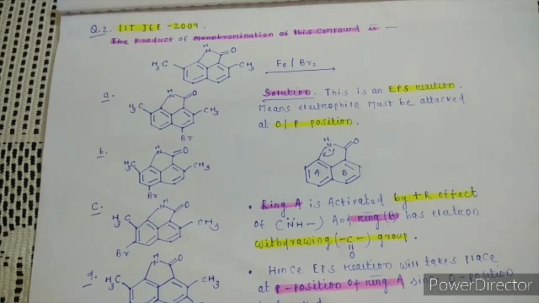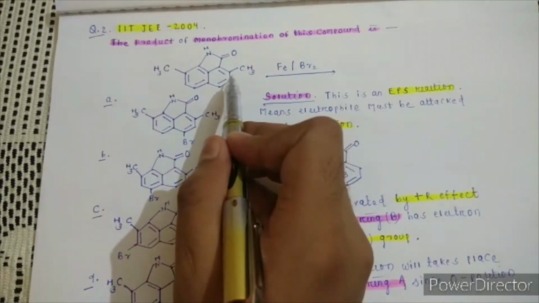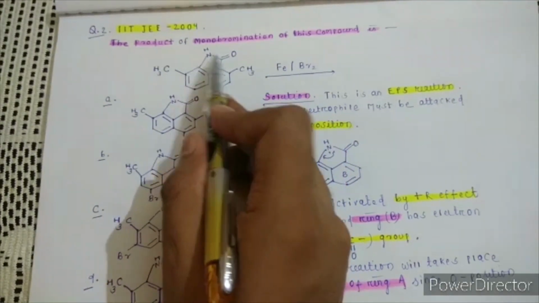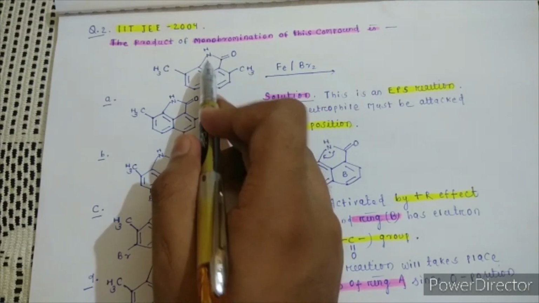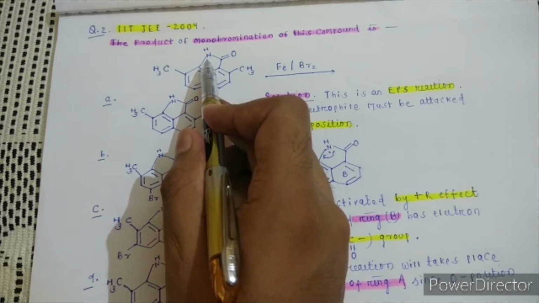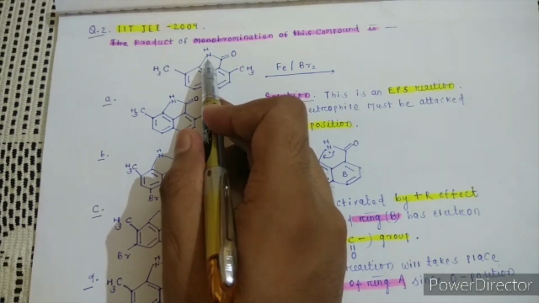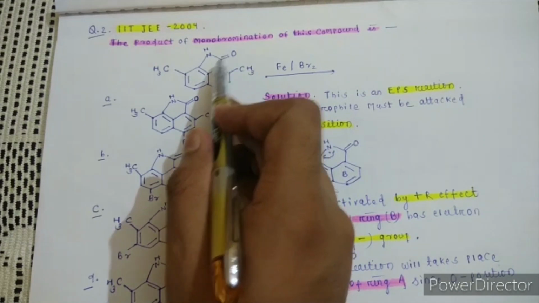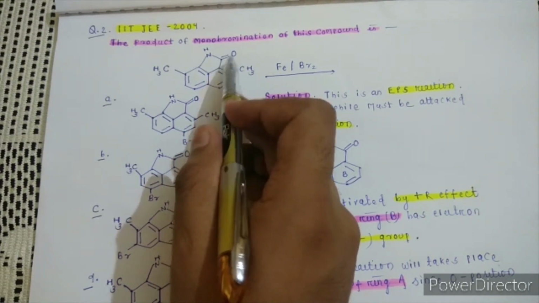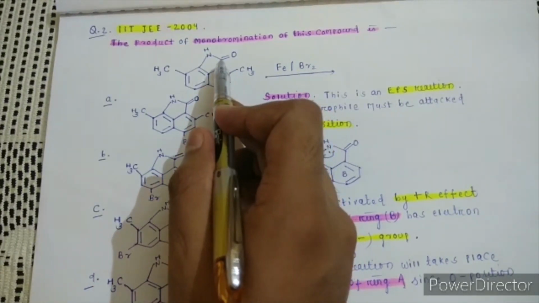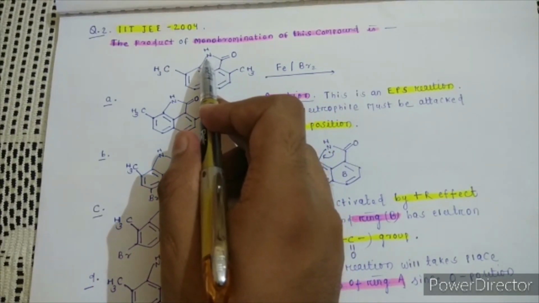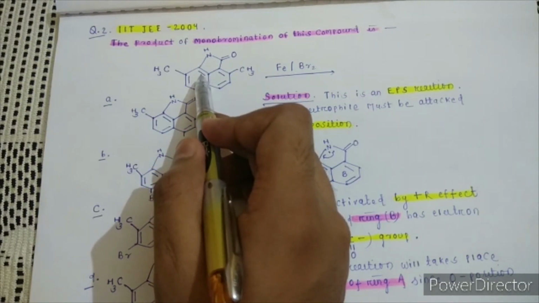So how can you say where the bromine atom will be attached? For that you have to look at the compound. This compound has two benzene rings. This is one benzene ring and this is the second benzene ring. And here it is a 5-membered ring, a cyclic amide. This is a nitrogen, and nitrogen is carrying a lone pair of electrons. An adjacent carbonyl group is present. With respect to this ring, the carbonyl group is electron withdrawing, but the nitrogen lone pair is in conjugation with the benzene ring.